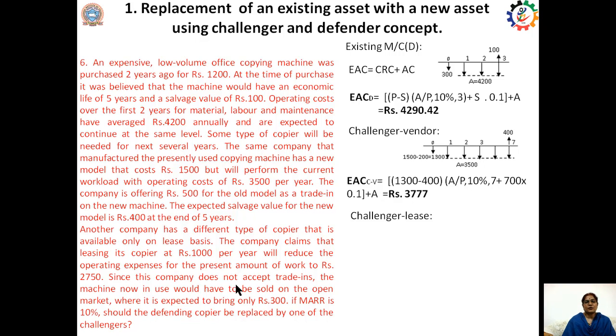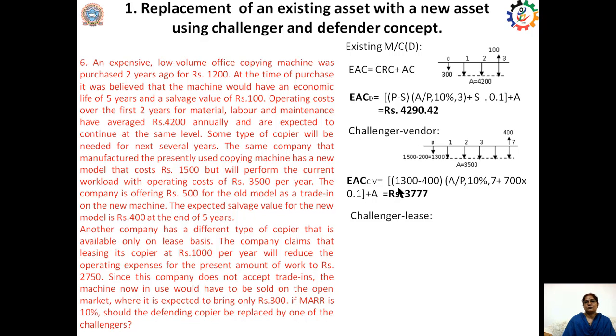So there is a problem occurring. This challenger will give 500 rupees as trade-in, whereas this lease person will not give any amount, but the machine can be sold in the market for 300 rupees. So here we always write the value which will be given by the challenger person. When he sells a new machine, he'll take back the old machine, and that value you write here.